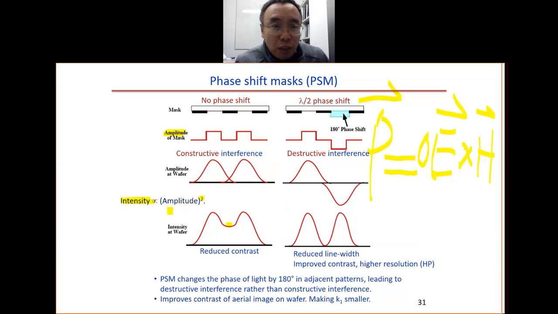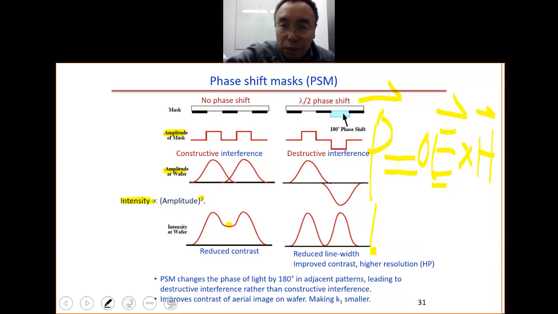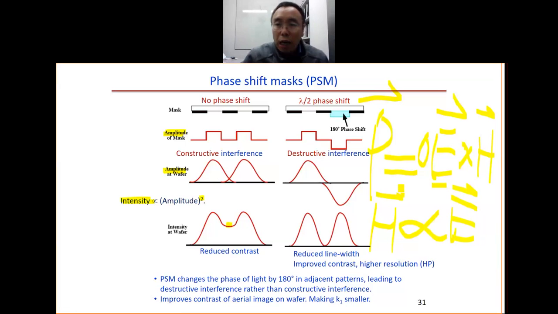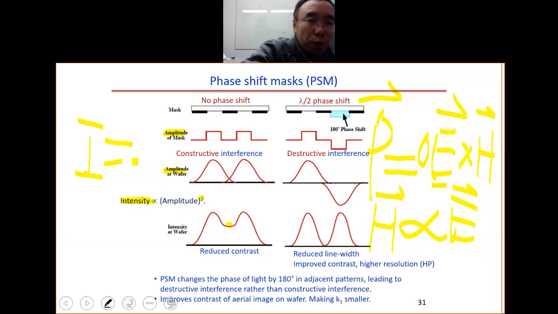So you can consider the amplitude. Amplitude is the E value. So the E is the amplitude. H, the magnetic field component, is proportional to the electrical field component. So as a result, the power is proportional to E squared. That's why we have the intensity equal to E squared, amplitude squared. Here I use the power. Later on we use the term I. I is also the intensity, equal to E squared.